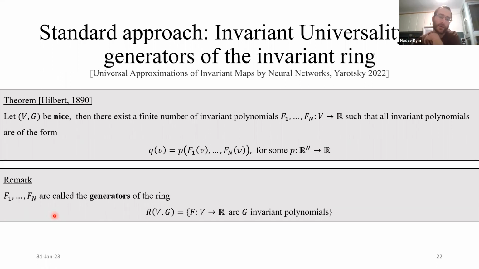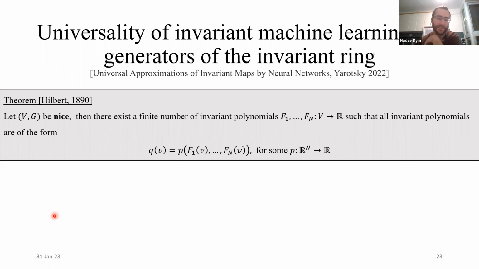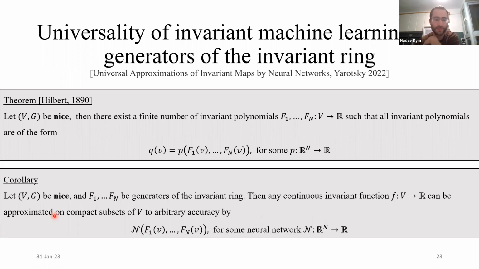Okay, so that's nice. What does this basically tell us? Where this is going is the following corollary, which you can prove. You want to approximate some continuous invariant function f, and you can do that on compact subsets by composing these generators with a neural network.